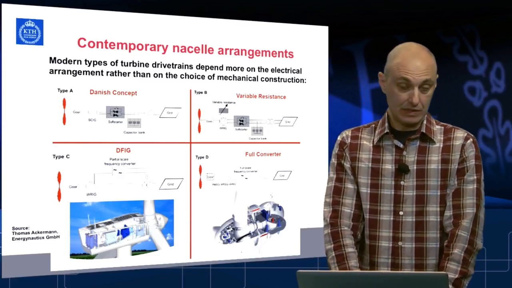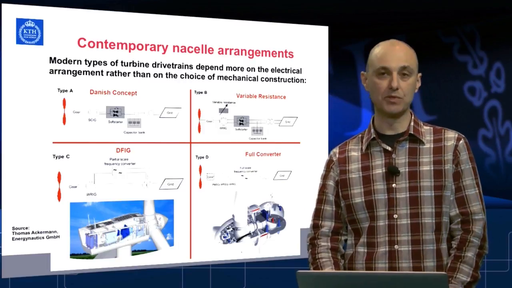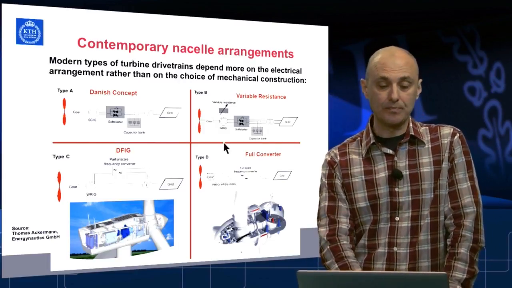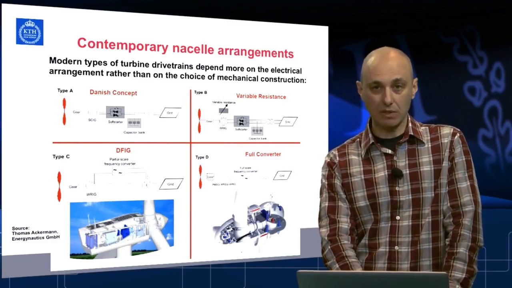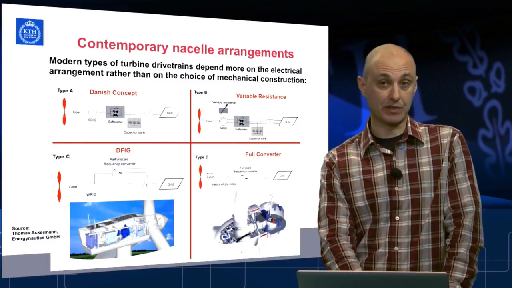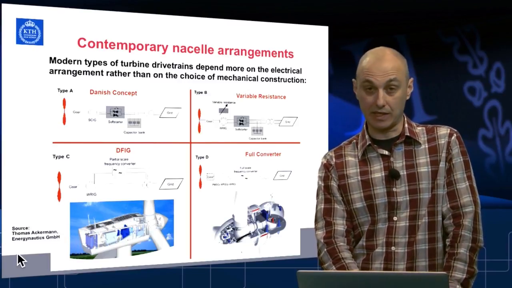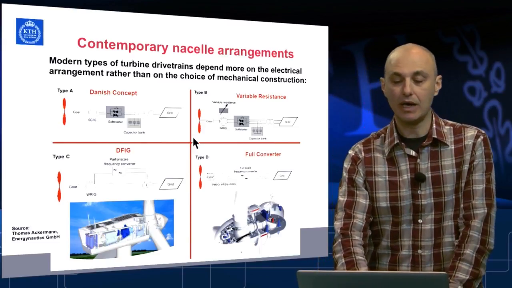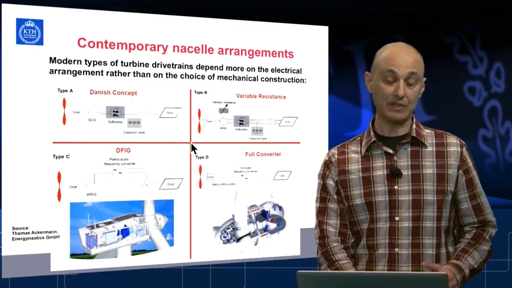Contemporary nacelle arrangements for the large multi-megawatt machines that we usually use these days and install now as new can be divided into four basic types. You will talk about those types with another lecturer, and this is a drawing borrowed from Thomas Ackermann, your other lecturer for this course. I will simply mention the most important points here.